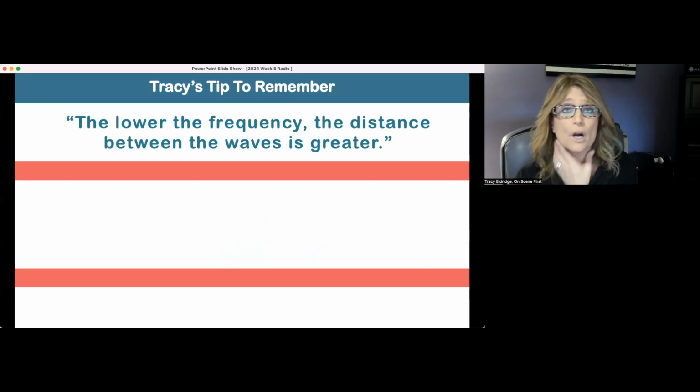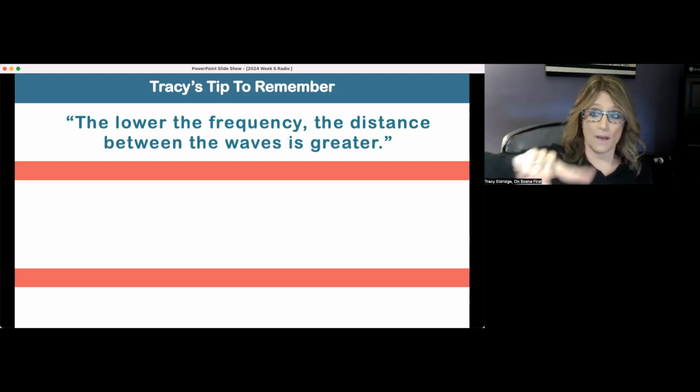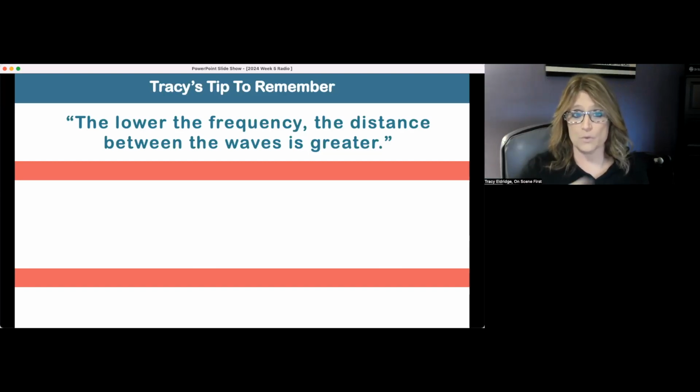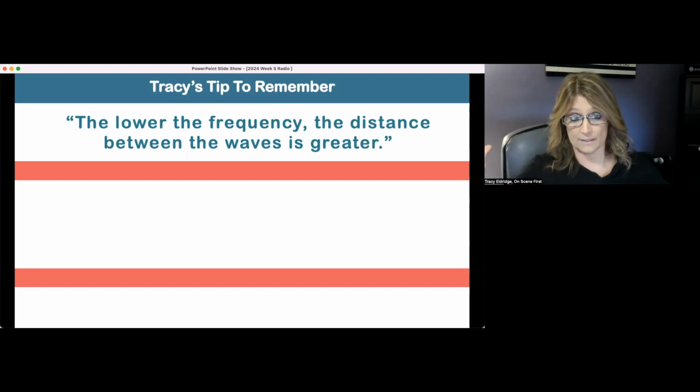So how do we remember as far as the numbers go? Here's a little Tracy's tip to remember. The lower the frequency, the distance is greater between those waves. So when we talk about what a radio wave looks like, which we're going to show you some pictures in just a few minutes, remember that the lower the frequency, the greater the distance between those waves.